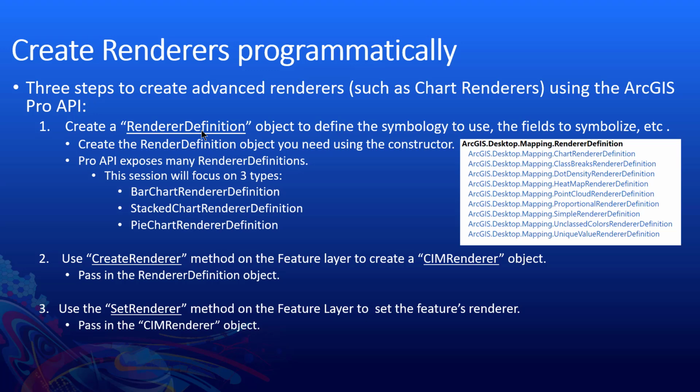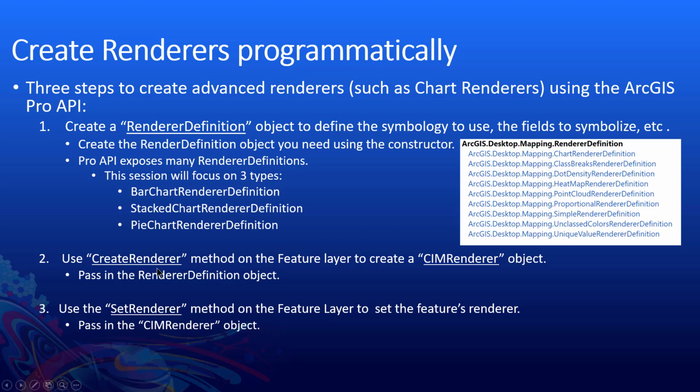Pro SDK exposes many derived types of renderers. This session will focus on 3 types: the bar chart render definition, stack chart render definition, and the pie chart render definition. The screenshot here on the right is from the Pro API reference guide. It shows you the many more derived renderer definition objects available.